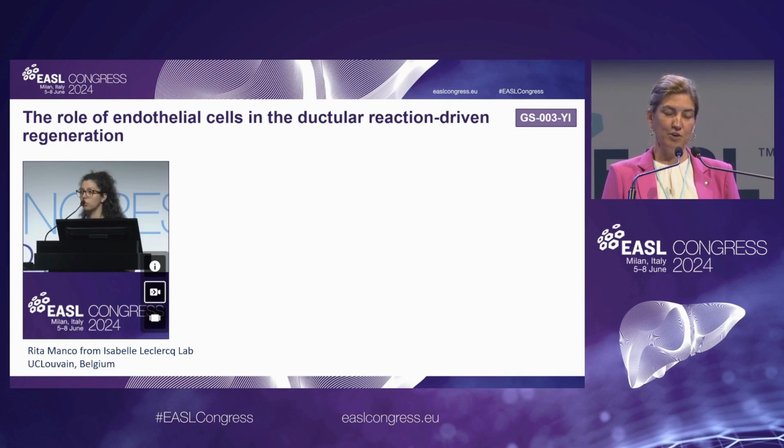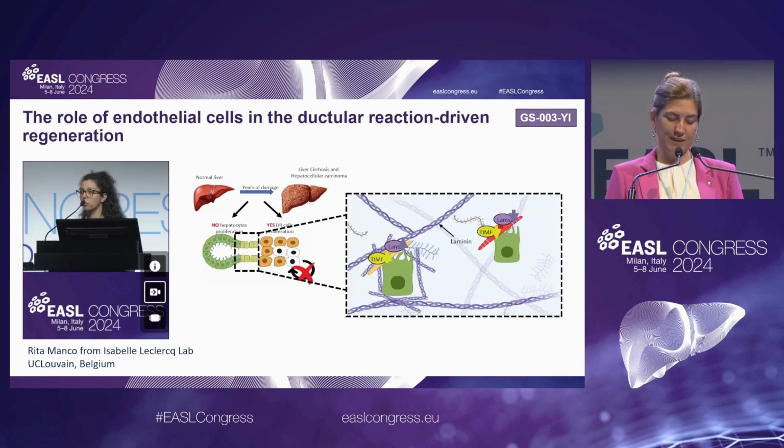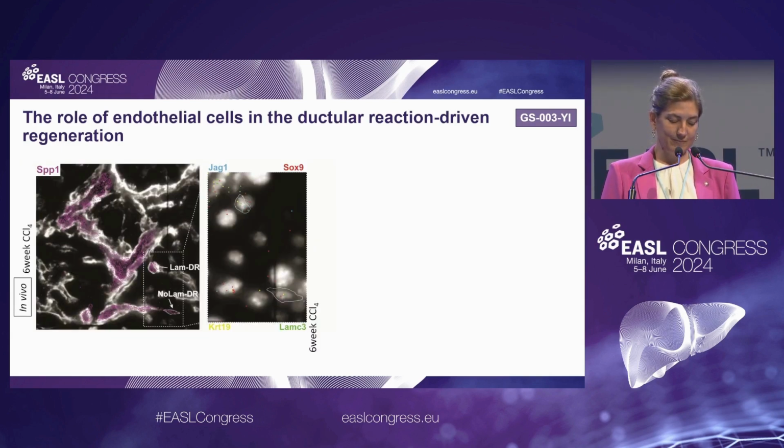Finally, Rita Manco from Isabelle Leclercq's lab at UCLouvain in Belgium presented their work in the general session. In chronic liver damage, the persistent injury and inflammation leads to proliferation of ductular cells known as ductular reaction. The authors propose a model in which the fate of the ductular reaction cells is determined by their endothelial cell environment. They used 6 weeks of carbon tetrachloride to induce liver injury and ductular reaction. They used spatial transcriptomics to differentiate between ductular reaction cells that are embedded in laminin, here, versus those that are not, and assessing their gene expression profiles, showing that laminin-embedded ductular reaction cells were more cholangiocyte-like.